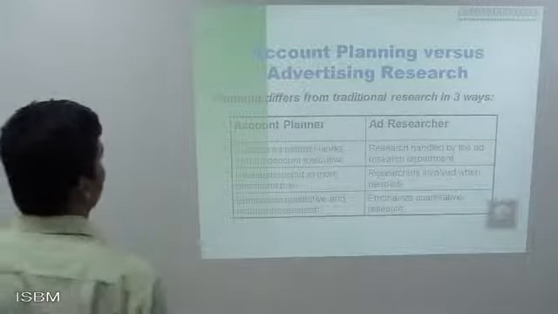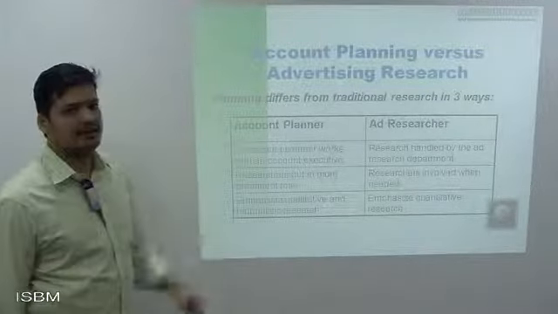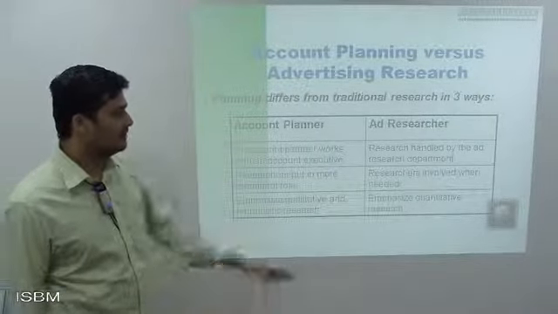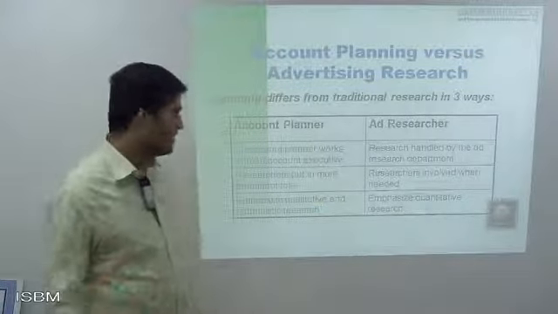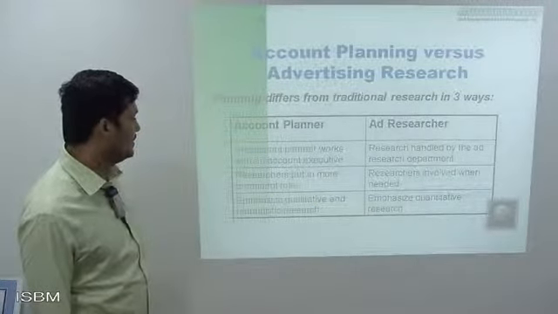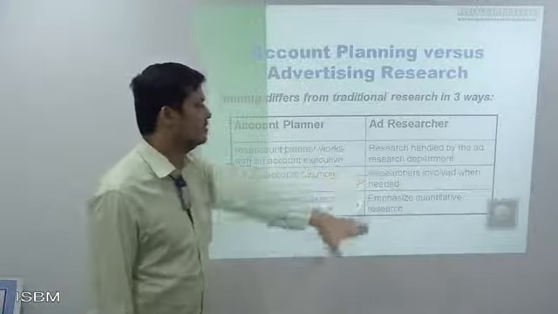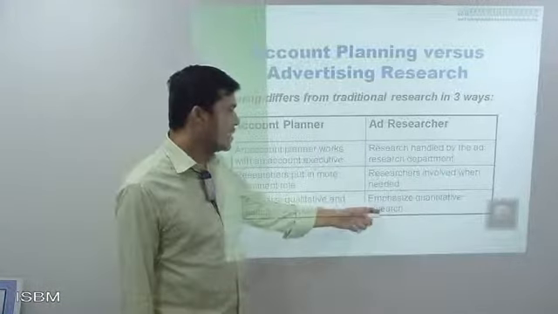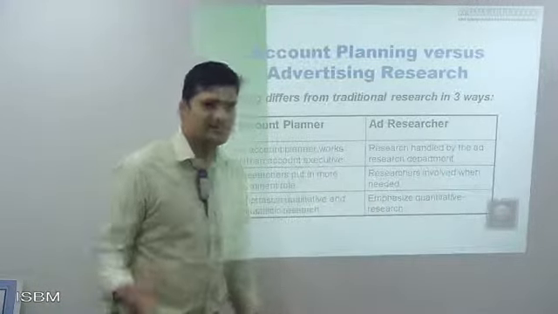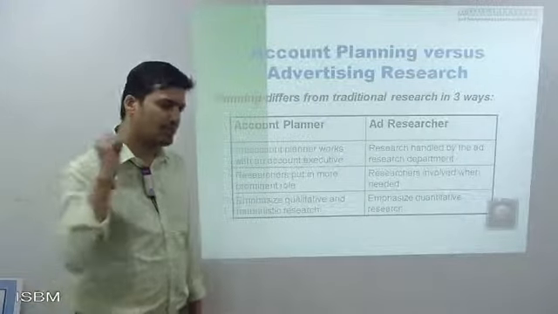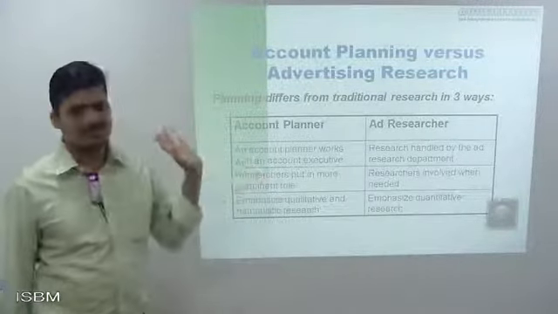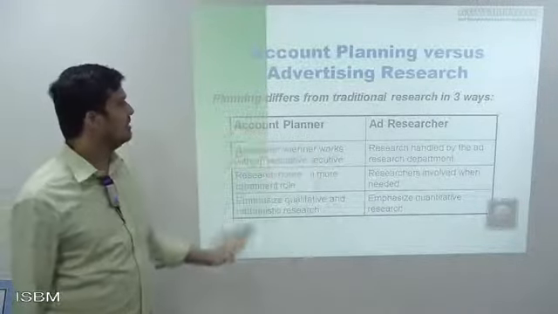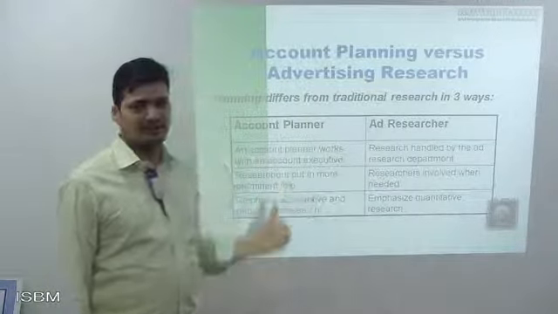See, planning differs from traditional research in three ways: account planners and ad researchers. An account planner works with an account executive. Research planner, we are doing the research, so research is handled by the ad and research department. Researchers are put in a more prominent role, and researchers are involved when they are needed. Emphasize qualitative and emphasize quantitative research. Basically ad researchers are doing more on the quantitative side, more on the research style, and the account side is related to what your account planner and account executive do. So this is the difference between ad research and regular research.